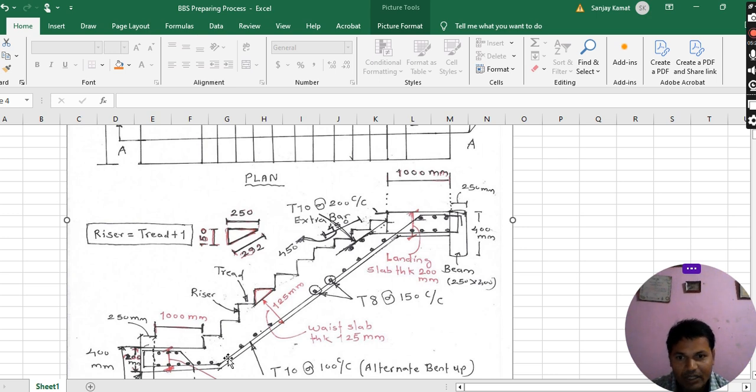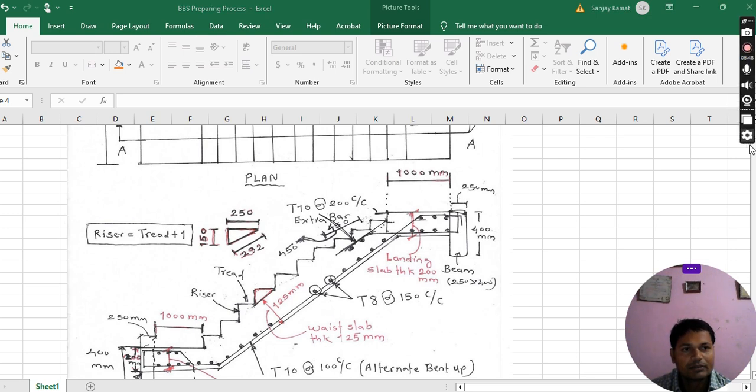And then the ending of landing one is this point here. From here to here, see, are you looking at my cursor? From here to here is your what? What is this?